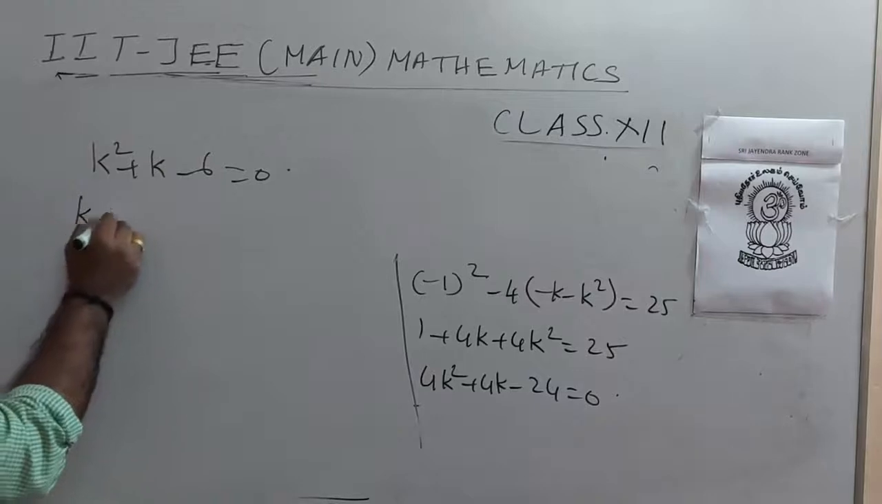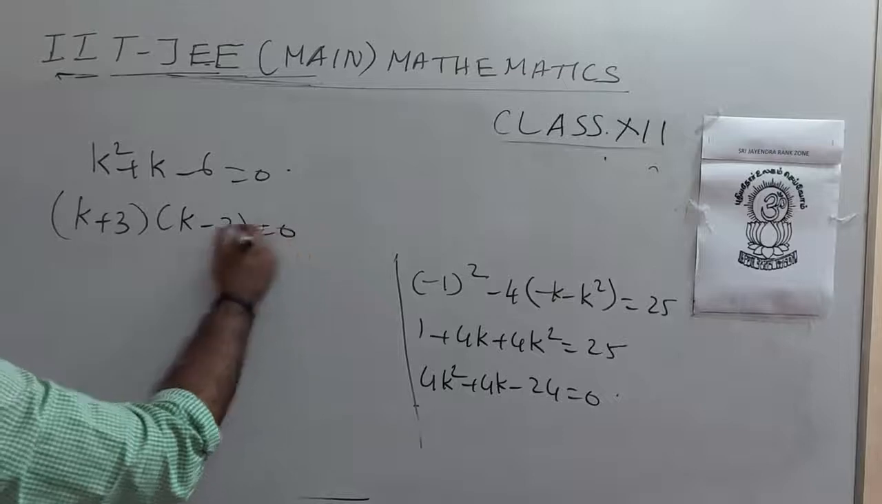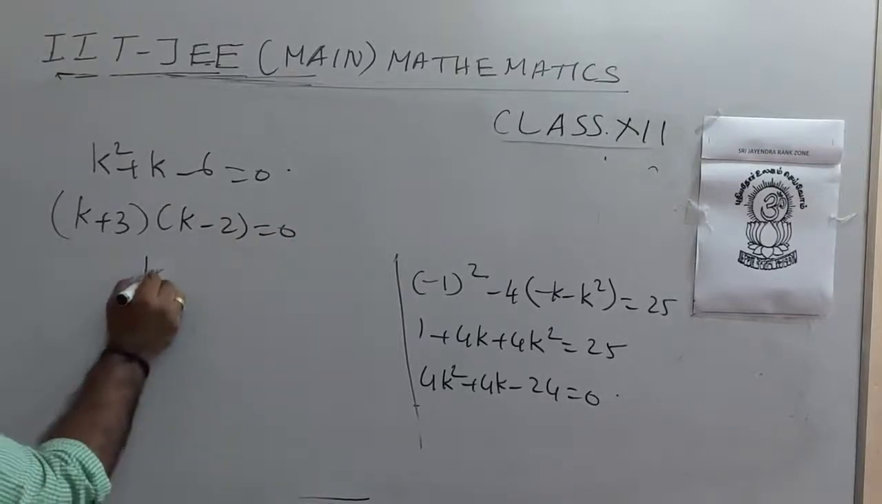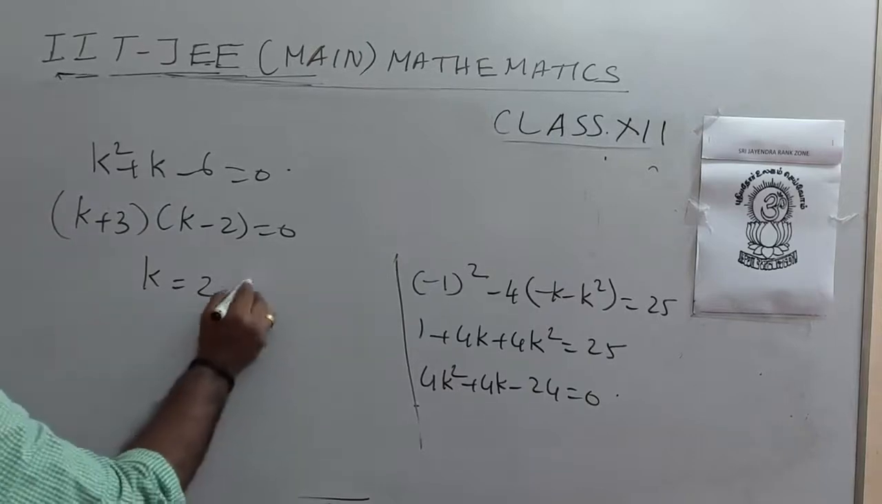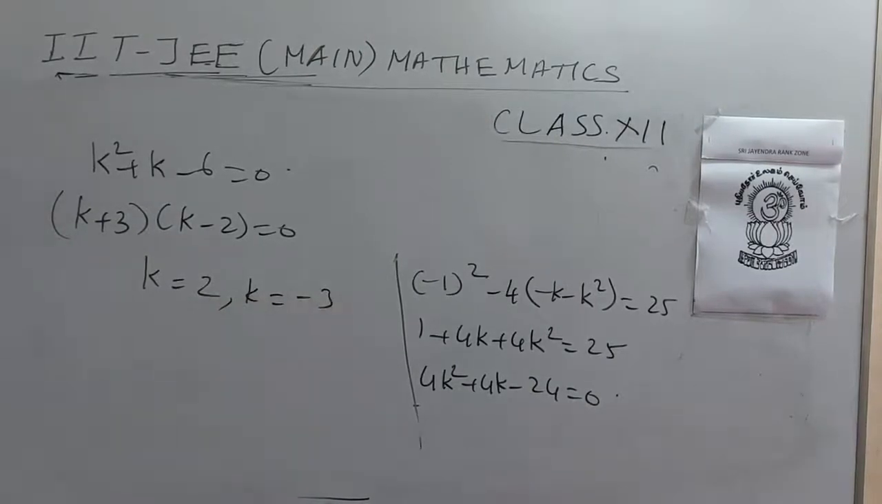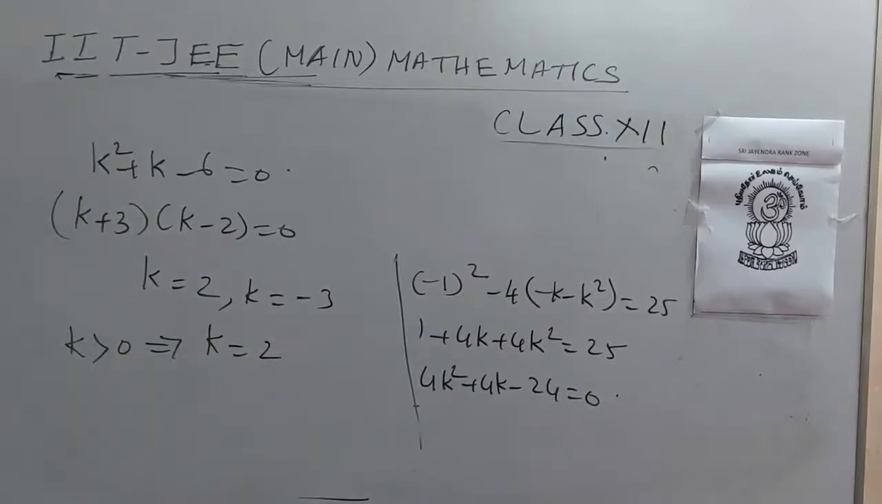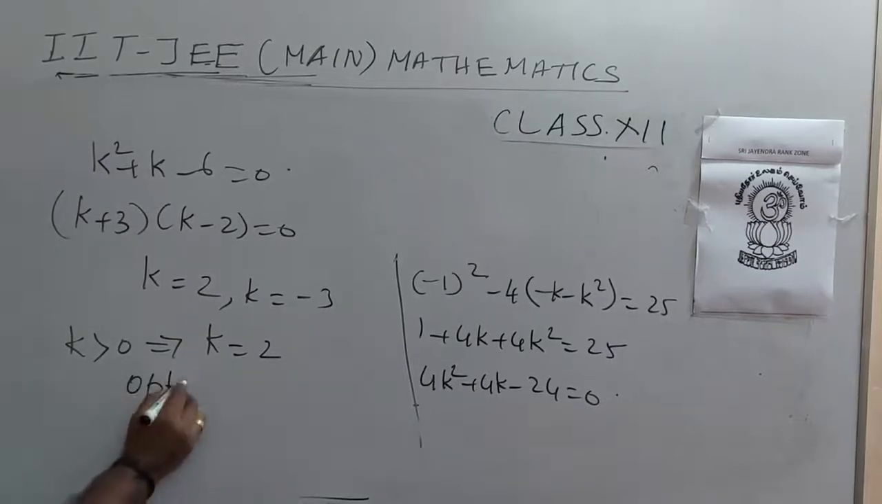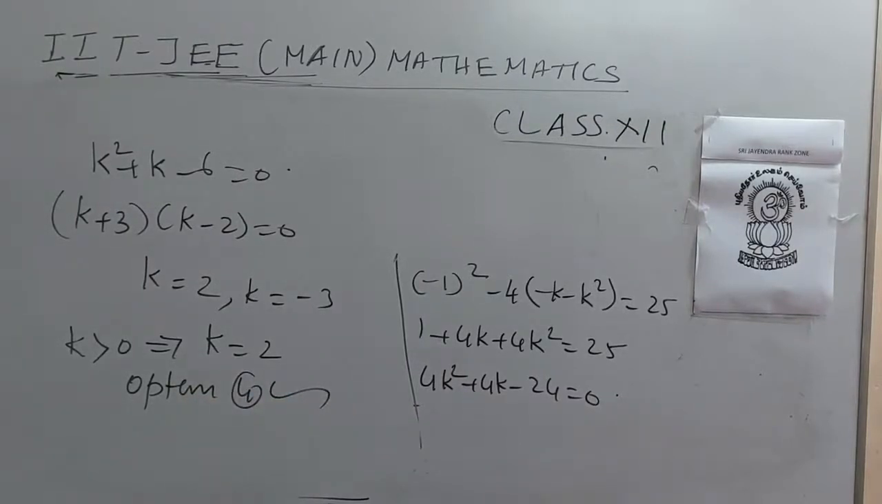Factorize this: (k plus 3) into (k minus 2) equals 0. k equal to 2, k equal to minus 3. k is greater than 0, which implies k equal to 2. Option 4 is correct.